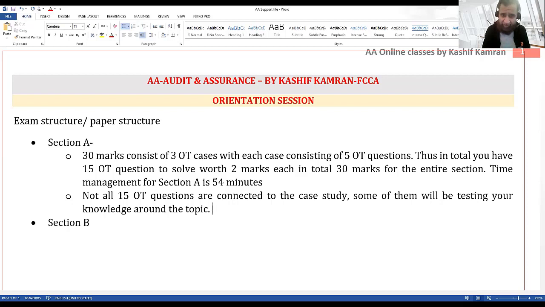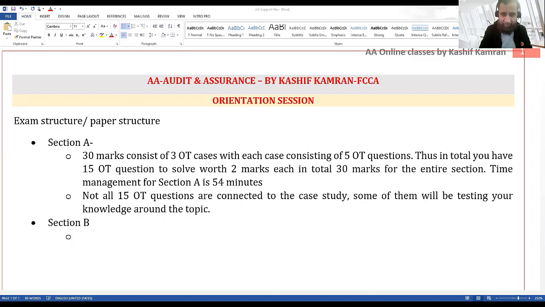Now let's venture into section B. Let's see what you need to know about section B, and then let's wind up our discussion on the paper structure. Okay, so in section B, we have three questions, right? One, two, three: one of 30 marks and two of 20 marks, right? Let's find the answer to section B of the paper.